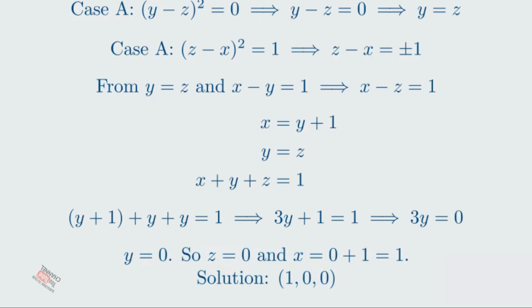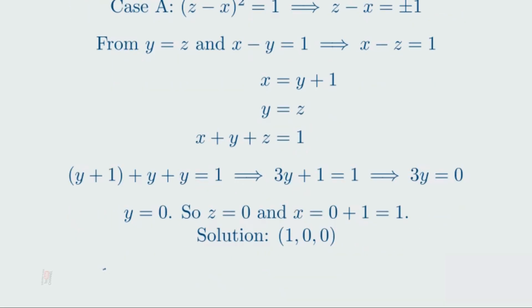This was the case where x minus y was positive 1. What if it was negative 1? If x minus y is negative 1, we follow the same process and find the solution is (4/3, 1/3, 1/3), which is not an integer solution. So, we found one integer solution, (1, 0, 0). But is that all? Not quite. Remember our constraints from the sum of squares.